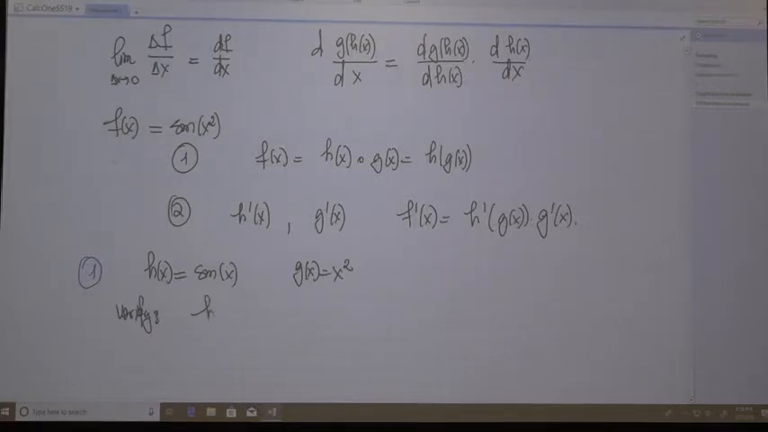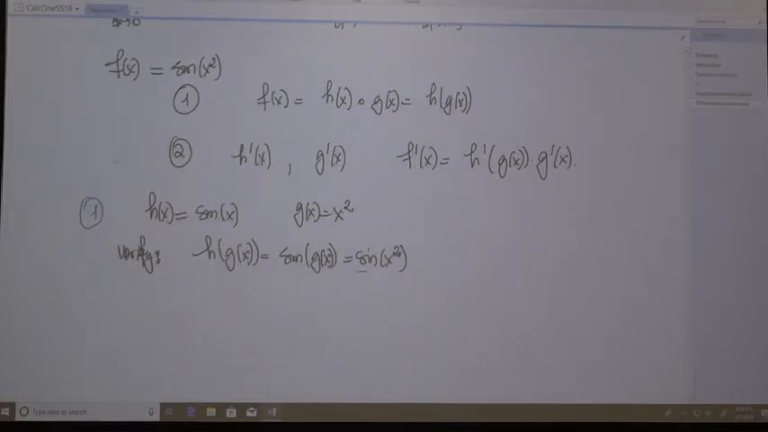So I need to find h of g of x, which is equal to sine of g of x, right? If you substitute x with g of x in the left hand side, we have to do the same thing in the right hand side, right? So this will be equal to sine of x squared. Right? Okay? So which is correct, right? So which is our function. So in the second step, I need to find the derivative of h. What is this?